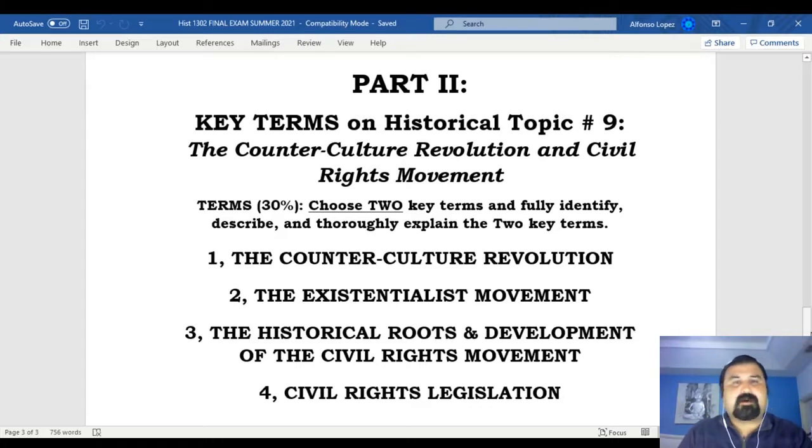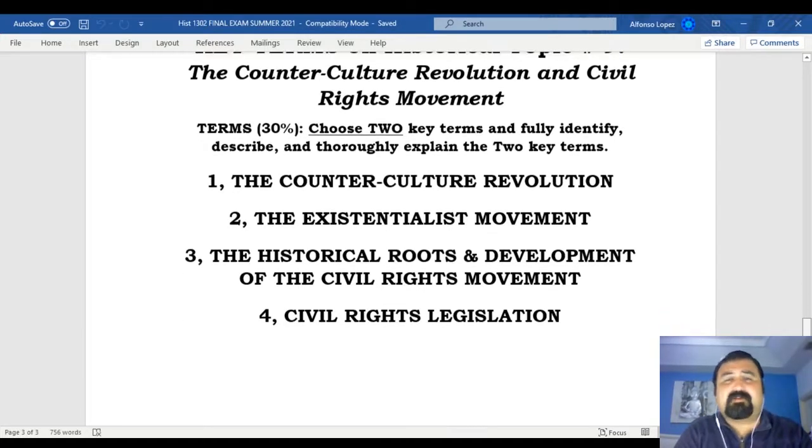And here, you're only required to address 2 key terms. Again, just two, okay? 2 key terms, and they're listed there. The countercultural revolution is the first. The existentialist movement is the second. The historical roots and development of the civil rights movement, that's the third. And the civil rights legislation, that's the fourth.